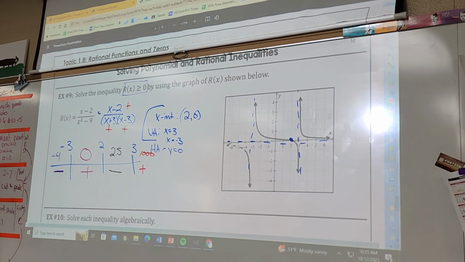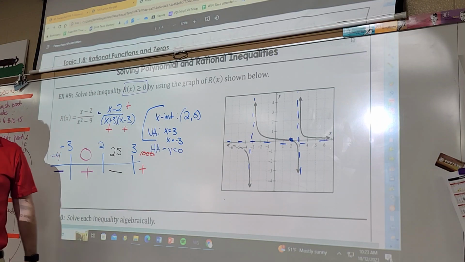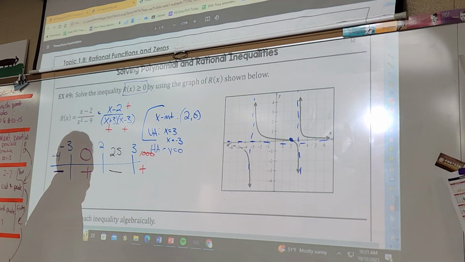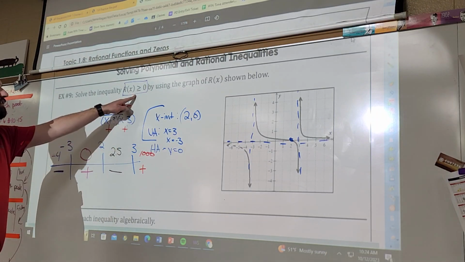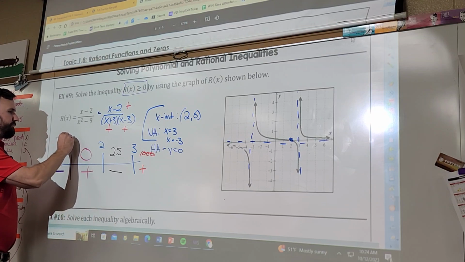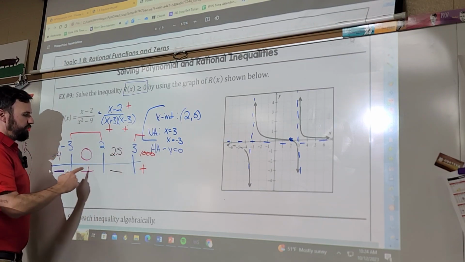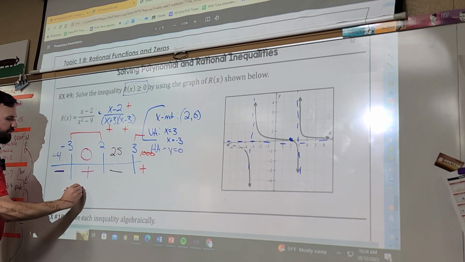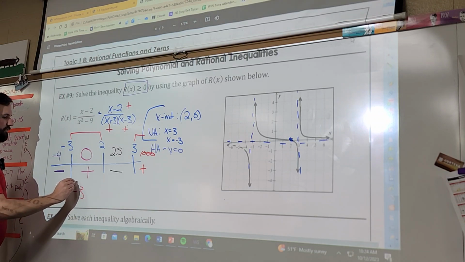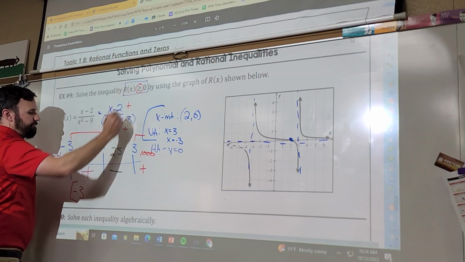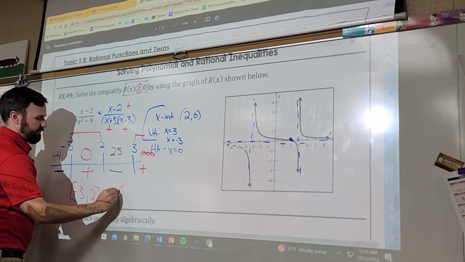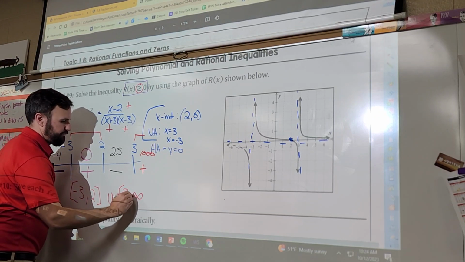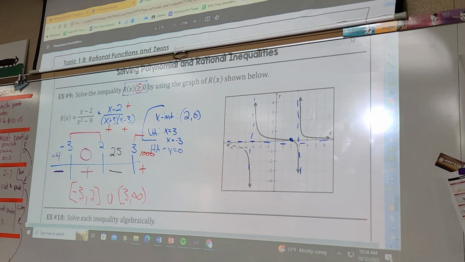What was the question asking us for? Where is it greater than 0? Now, could I have done this just by looking at the graph? Yeah, but I didn't want to. I wanted to show you that it works this way too. So what does it mean to be bigger than 0? Positive, right? So from -3, bracket or parentheses? Bracket, right? From -3 to 2, and 3 to infinity.